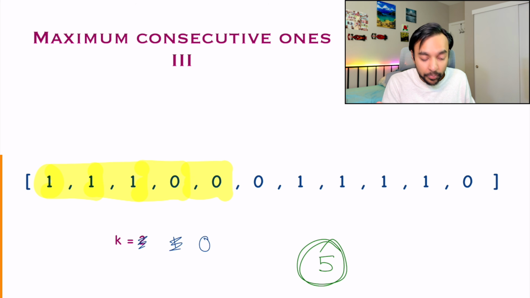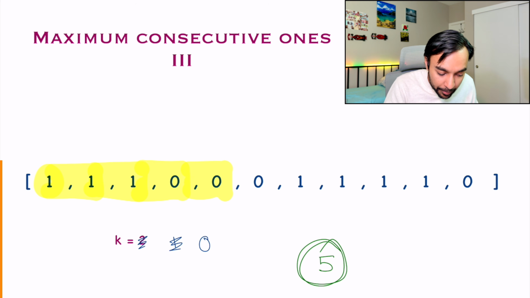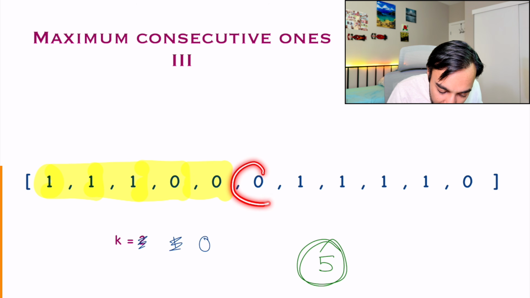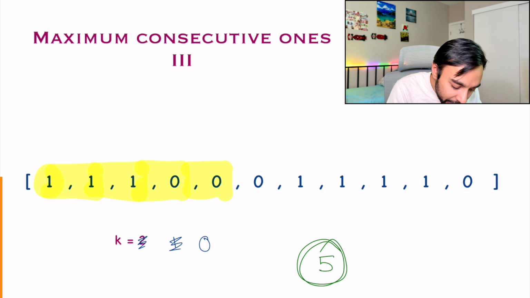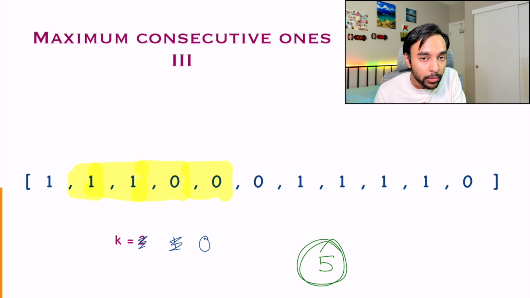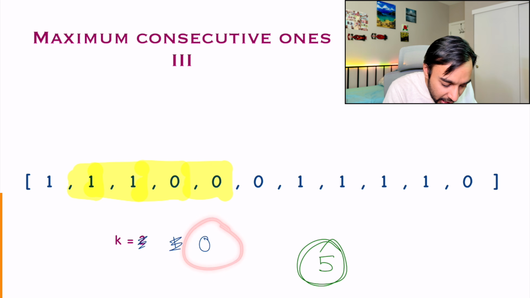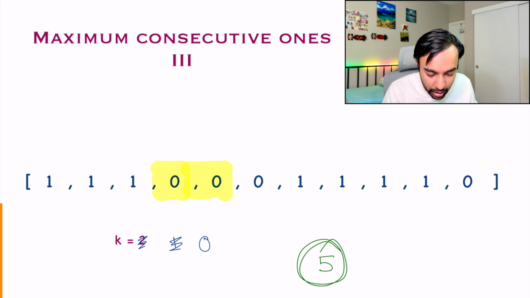This fact is known. I still have to scan my entire array. Notice that I couldn't have included this one. Why? Because the value of k is 0. So I will start reducing my length. I reduce this, but this was not a 0. So the value of k still remains 0. I remove one more 1, no change. I remove one more 1, no change.